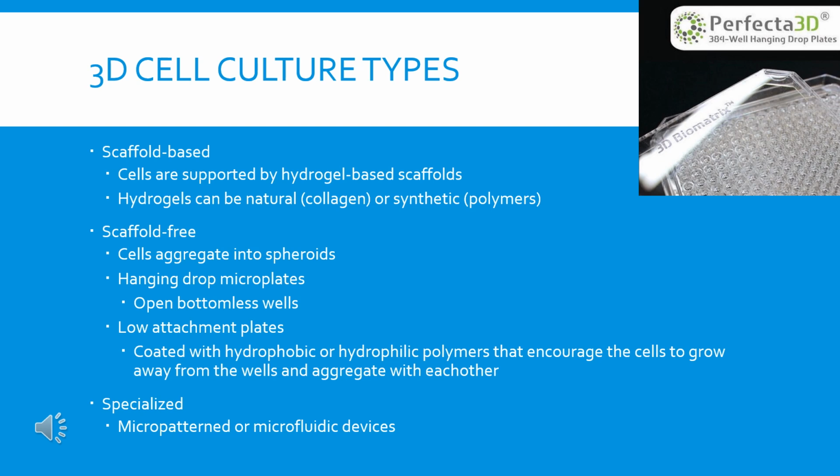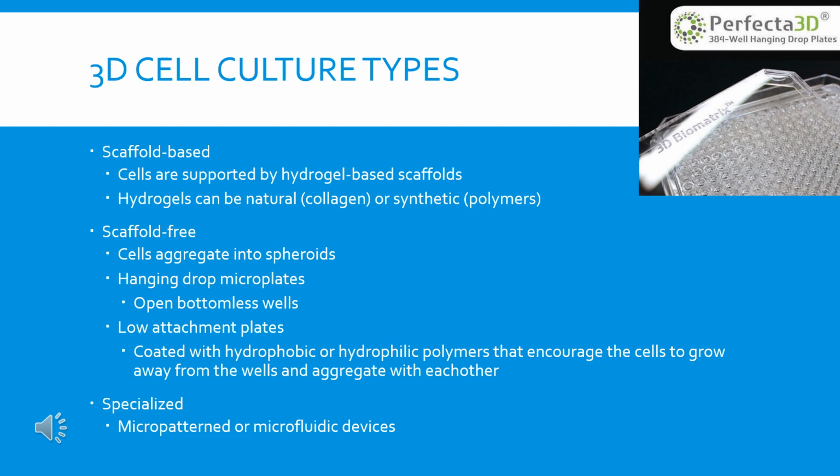There are three types of 3D cell culture methods. One is scaffold-based, where the cells are supported by hydrogel-based scaffolds, and the hydrogels can be either natural, such as collagen, or they can be made by synthetic polymers.